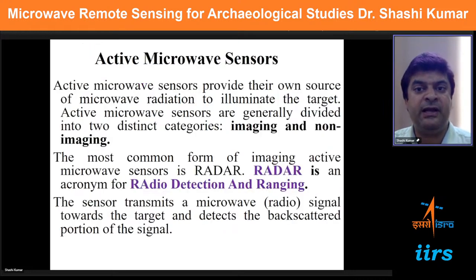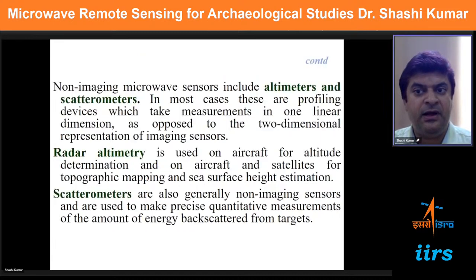And when we come to the active microwave sensors, in active microwave remote sensing again there are different types of sensors: imaging and non-imaging. Synthetic aperture radar remote sensing, which we are talking about, is a kind of imaging sensor, which is going to provide you an image of the targeted study area. There are non-imaging sensors also. These non-imaging sensors are altimeters and spectrometers.